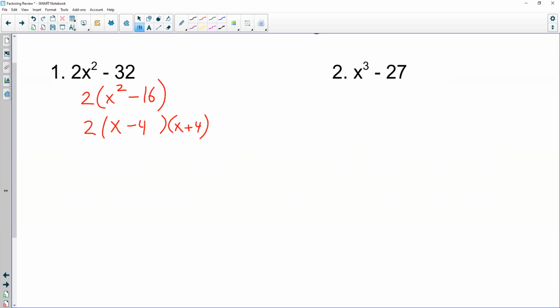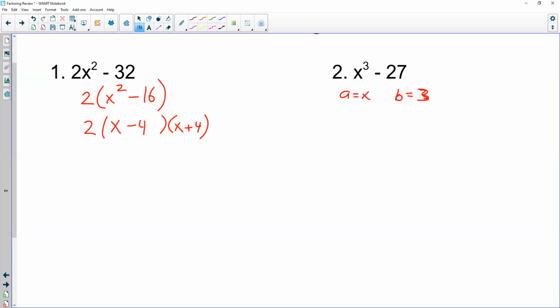Looking at example number 2, now we have the difference of 2 cubes. Usually it might be helpful, before you start to use that pattern on the previous slide, to determine what a and b are. So a and b are just the cube roots of each of these terms. In this case, the cube root of x cubed would be x. And here, the cube root of 27 is 3. Don't worry about the positive or negative. We're going to take that into account shortly.